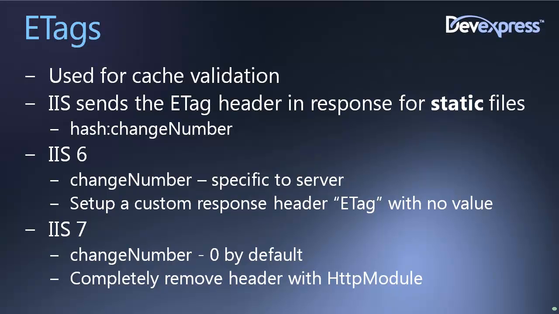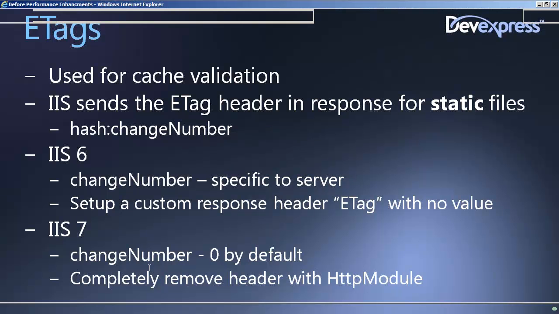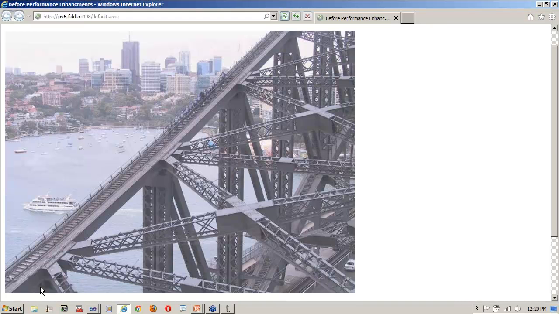Your other choice, in IIS 7, they looked and said, we're just going to make this 0 by default. In other words, the change number will be 0. So if we use ETags, you don't have to worry about this coming back to a different server problem. The other thing that's cool in IIS 7, I can actually write an HTTP module that will completely remove this ETag on the response that goes out to the client. So let me just show you a quick Fiddler trace so we can see what that looks like.